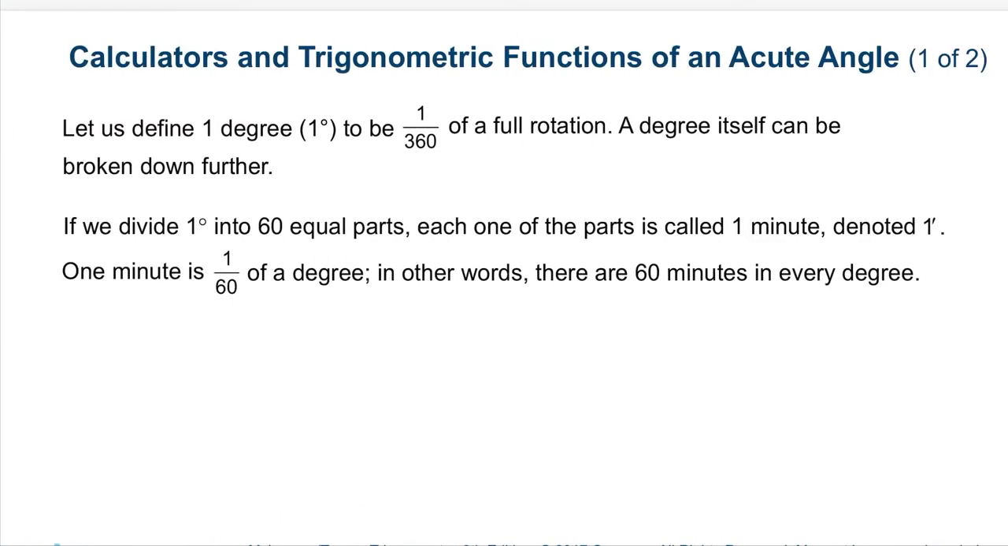So they started us off with the definition of 1 degree as 1 over 360th of a full rotation. And we can break that down even further. If we divide 1 degree into 60 equal parts, then that is called 1 minute. The way you denote a minute is with this little apostrophe. That means a minute, and 1 minute is 1/60th of a degree. In other words, there are 60 minutes in 1 degree.